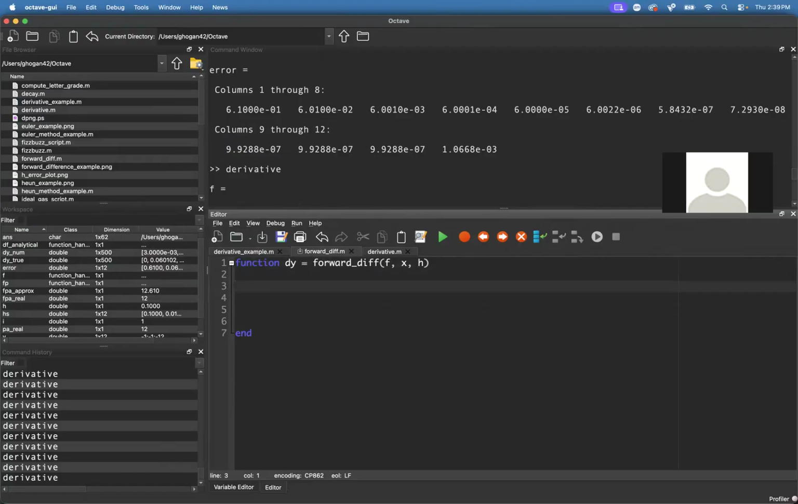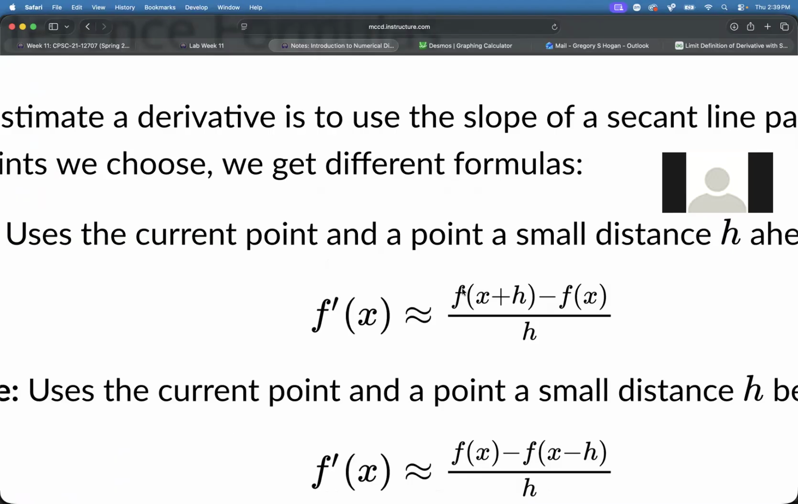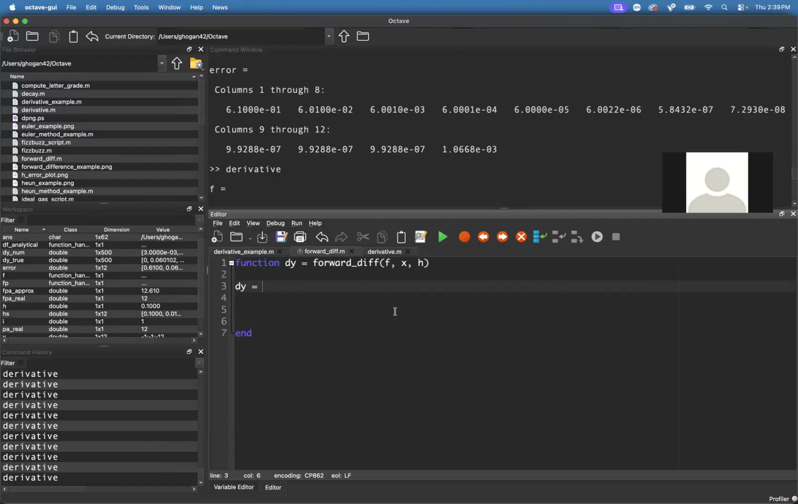And then how would you calculate this? Well, dy is the derivative: f of x plus h minus f of x, all of that in parentheses, over h. Now, what you should do when you're coding this up is put a dot here, because that will allow us to use multiple x values at once, and that will be useful. So we'll put dot slash there, and we'll save this.